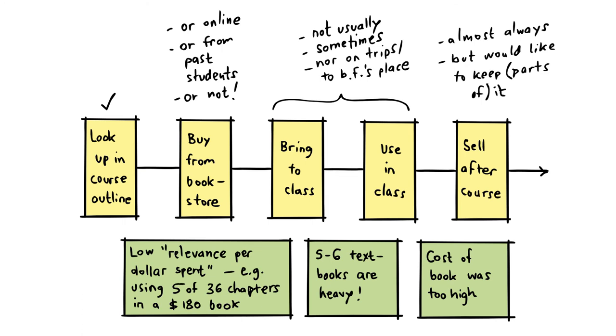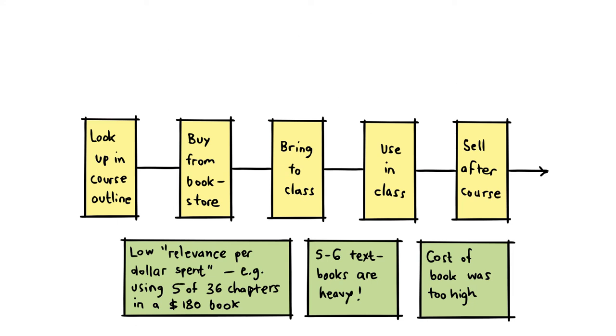And I'll bring back the other two just for the sake of keeping this short. 5 to 6 textbooks are heavy, and the cost of books was too high. So those are my takeaways. I can also, after refining my insights, go back and look at my scenario, the yellow boxes. Can I improve that based on what I learned?